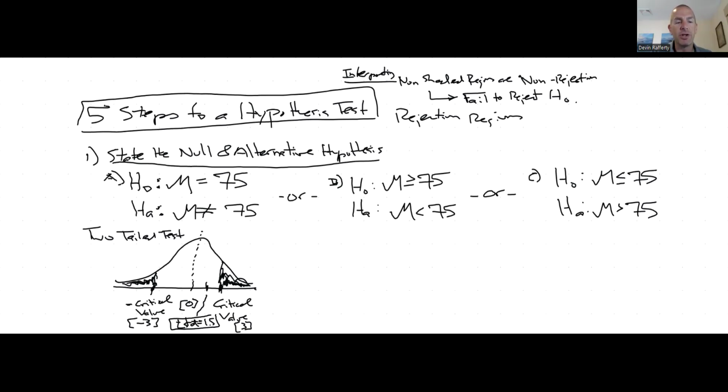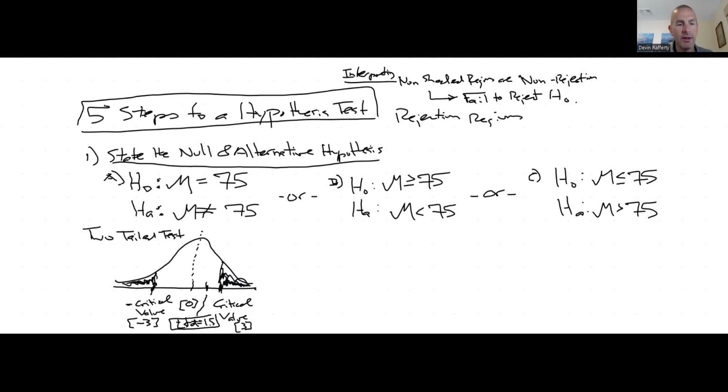If I land in the region of non-rejection, if I'm in this non-shaded region, then I can non-reject. I'm in the region of non-rejection, so I fail to reject the null hypothesis. Okay, this is the non-rejection region.